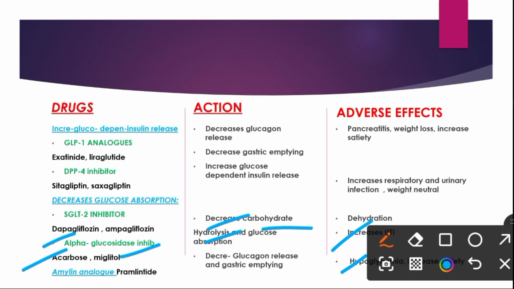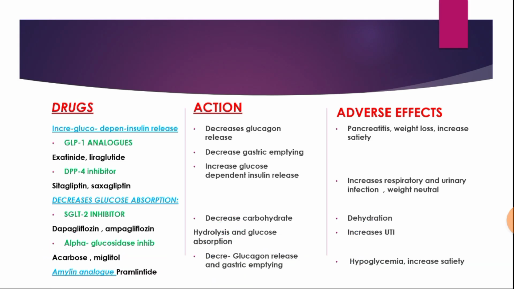Last one includes the amylin analogs, in which the most important one is pramlintide. The amylin analogs cause a decrease in glucagon release, and they also cause a decrease in gastric emptying, but the adverse effects include hypoglycemia and increase in satiety.